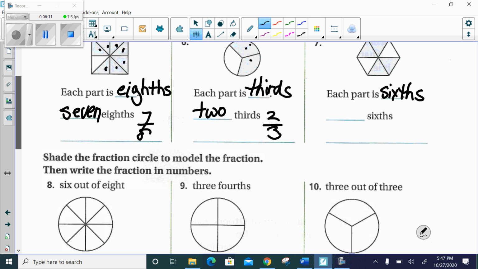How many are shaded? 1, 2, 3, 4. 4 sixths. Okay, so how do I write that? Well, 4 out of 6 are shaded.